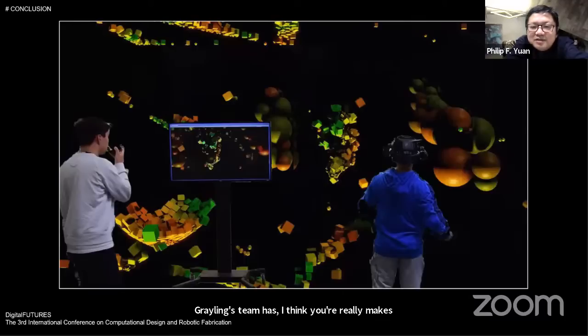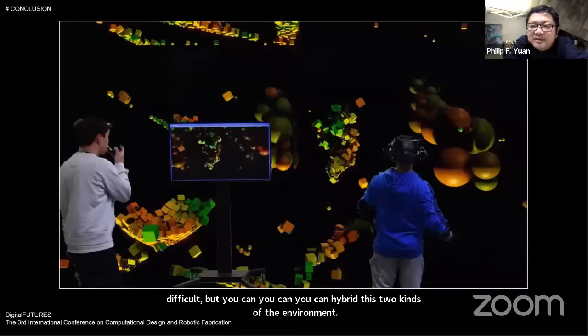It looks easy, but actually capturing the precision of human behavior, and having the robotics simultaneously give feedback from your behavior, is very difficult. But you can hybrid these two kinds of environment very well. You have made very good achievements.